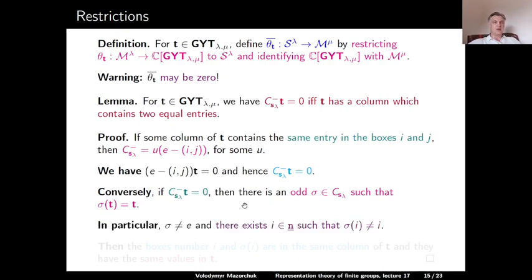But in particular, this odd element cannot be the identity because the identity is an even element. And since it's an odd element which is not the identity, it must do something in some column. So there should exist some I in N such that sigma of I is different from I. But then the boxes numbered I and sigma of I are in the same column of T, and since sigma of T is equal to T, they have the same values in T. And this proves our lemma.